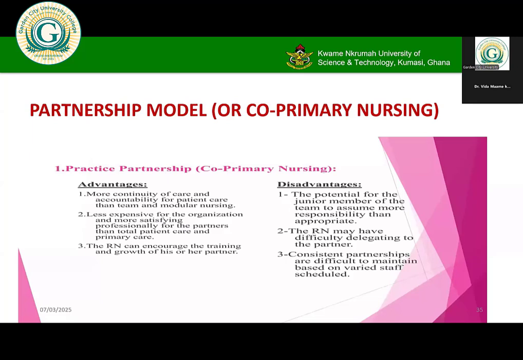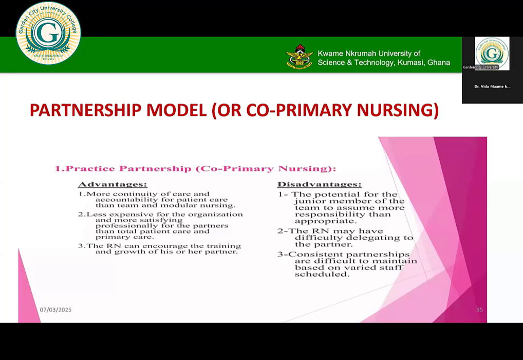So as I said, that is why I had the co-primary. But in this one, the primary is only one person responsible for the 24-hour shift. So there is more continuity of care and accountability for patient care than team and modular nursing. It is less expensive for the organization and more satisfying professionally for the partners than total patient care and primary care. The RN can encourage the training and growth of his or her partner.